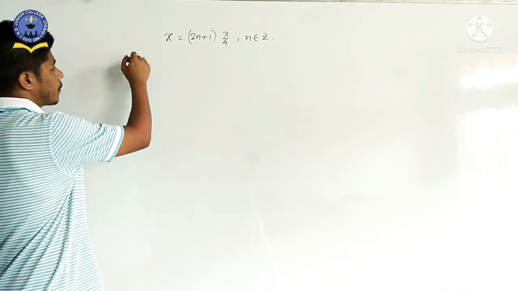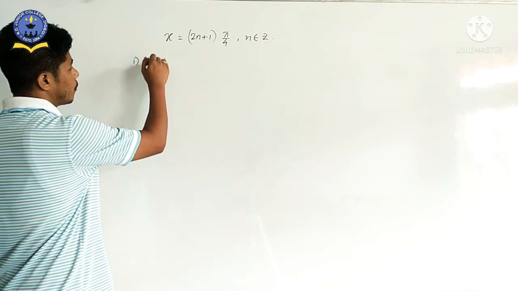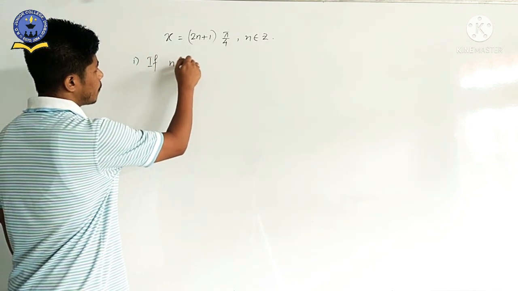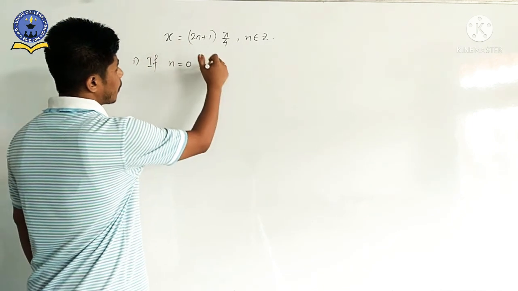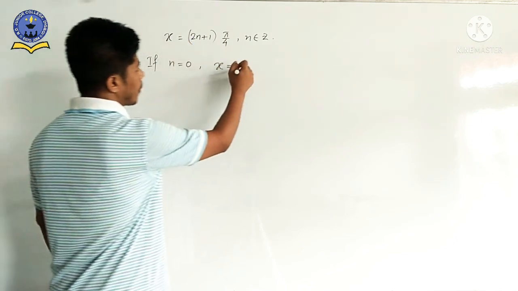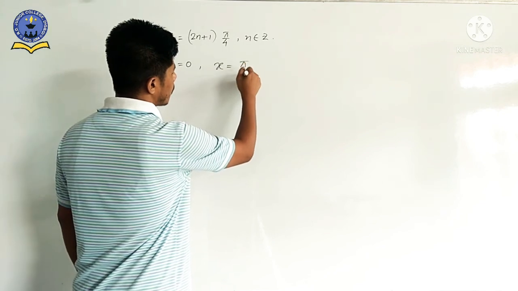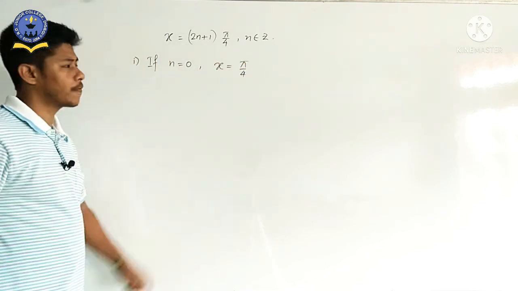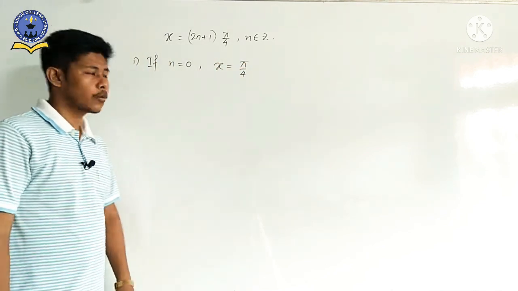So for that reason, first of all, if you put n equals 0, then what we get here is x equals, if you put n equals 0, simply π/4, isn't it? So that means obviously this π/4 lies between 0 and 2π.